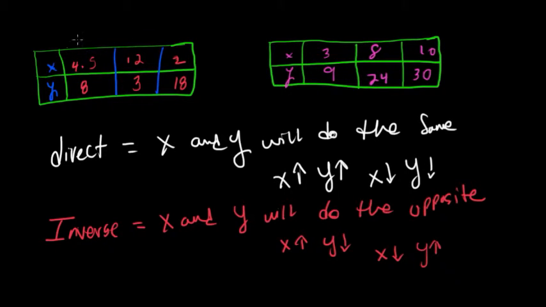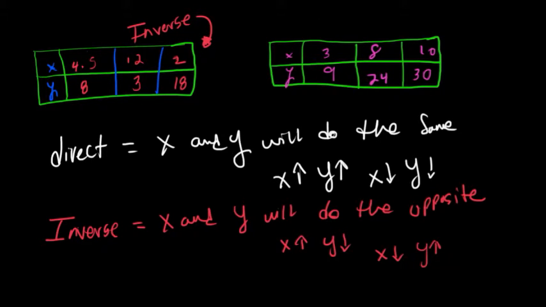Well, let's look here. I'll identify this first chart. It starts off with these two initial numbers, 4.5 and 8. It goes from 4.5 to 12, that's an increase, but it goes from 8 to 3, that's a decrease. From 12 to 2, that's a decrease, and from 3 to 18, that's an increase. So it looks like they're doing the opposite. Here X has increased but Y has decreased, and here X has decreased from 12 to 2 but Y has increased from 3 to 18. So it would be an inverse variation.